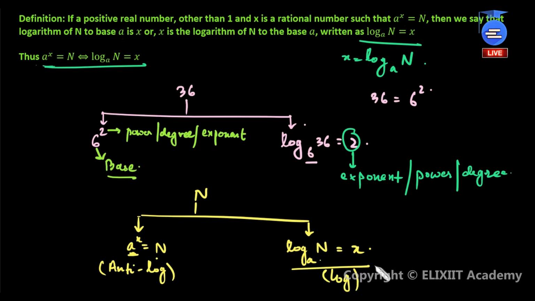So either you write this in this format, which is a to the power x is equal to n, or you write it in this format, which is log n base a is equal to x. So these are the two formats, and we write this in log. Log is basically the short form, the abbreviation of the word logarithm. Clear with this? Very basic definition I have just explained. A lot of properties are there from which questions are normally asked.